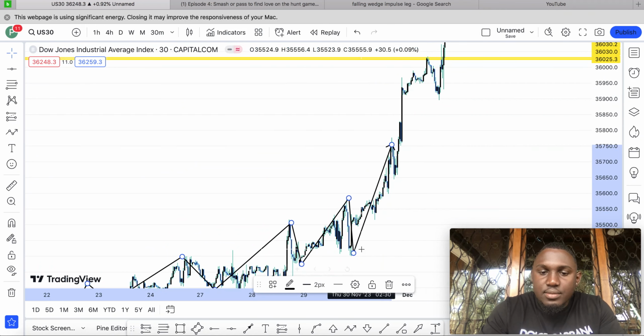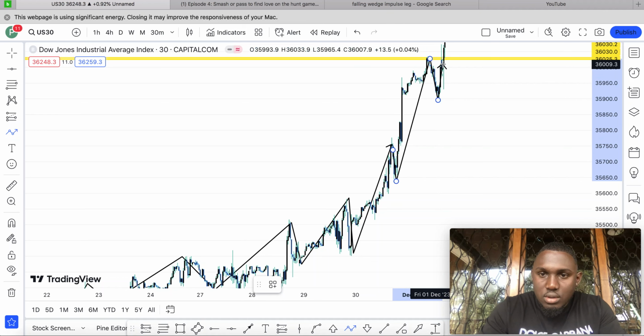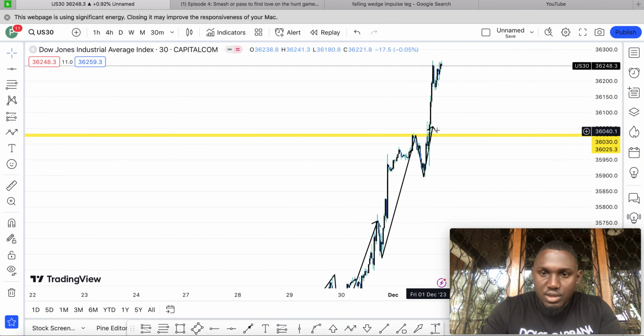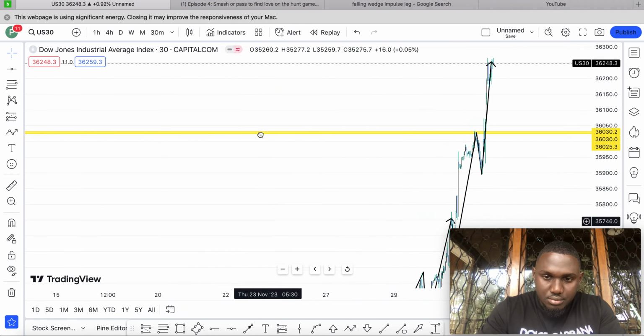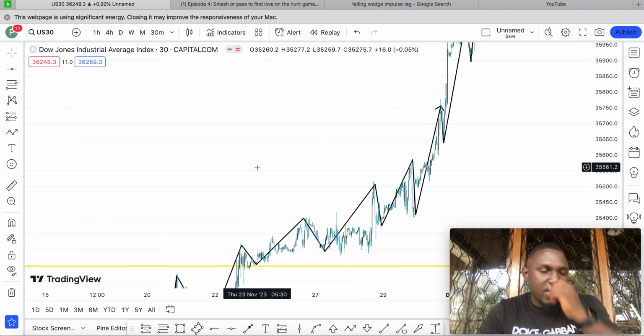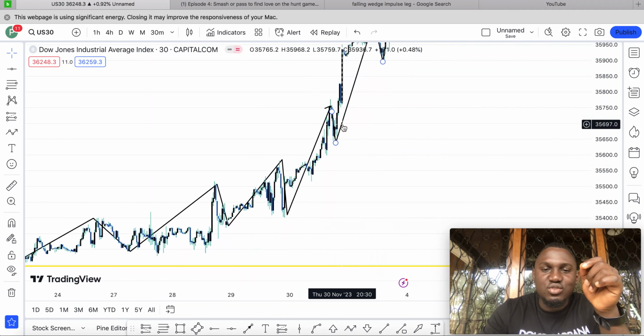Makes the high, makes the low, makes the high again, makes the next low. Can you see? So this is a clear example of an upward trend, but this one is too steep. Market does not pull back too much. Gone up, gone up. Price is just going up.